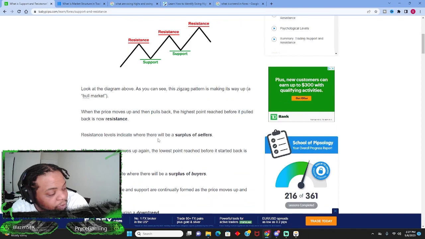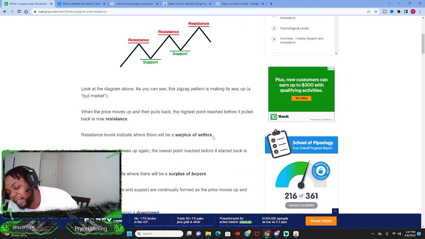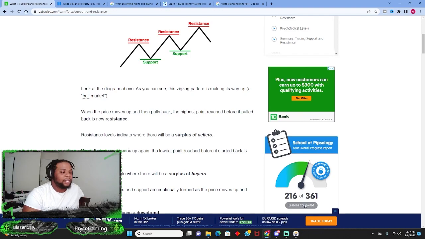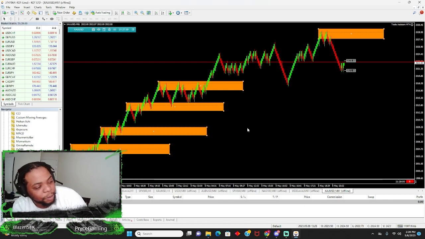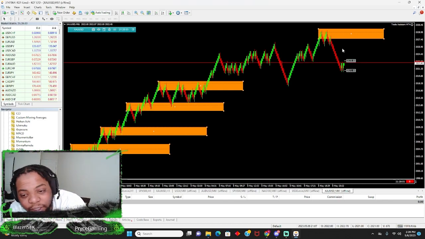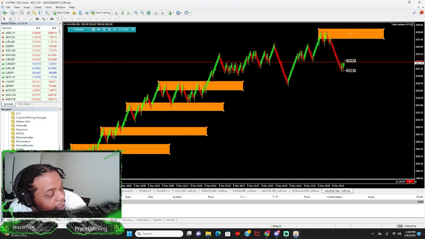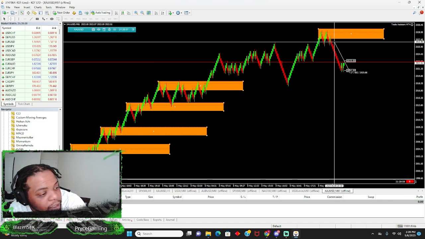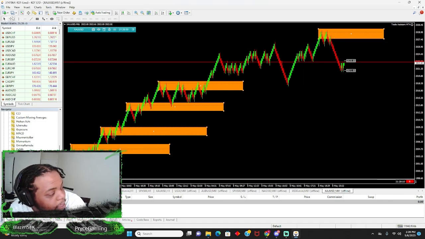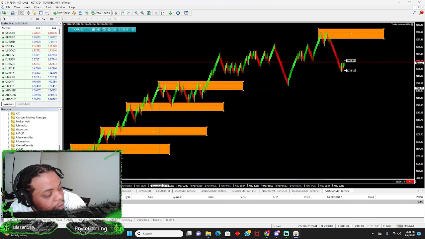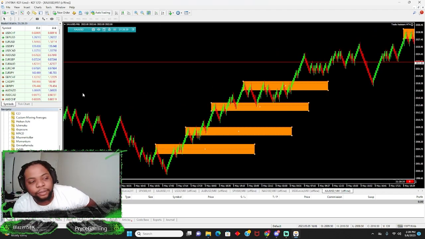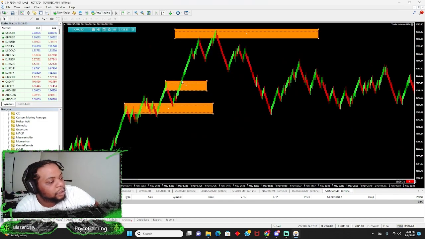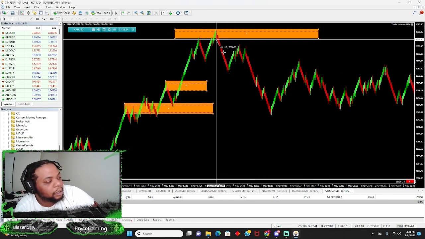Resistance level indicates where there will be a surplus of sellers. Basically saying, normally at these peaks, you get to see a lot of selling, i.e., drop, drop, drop. You feel me?